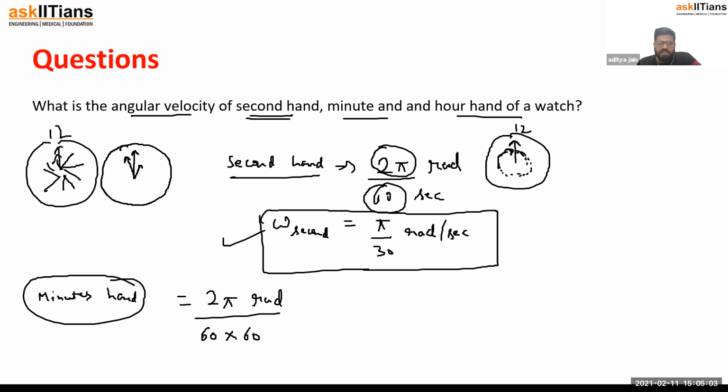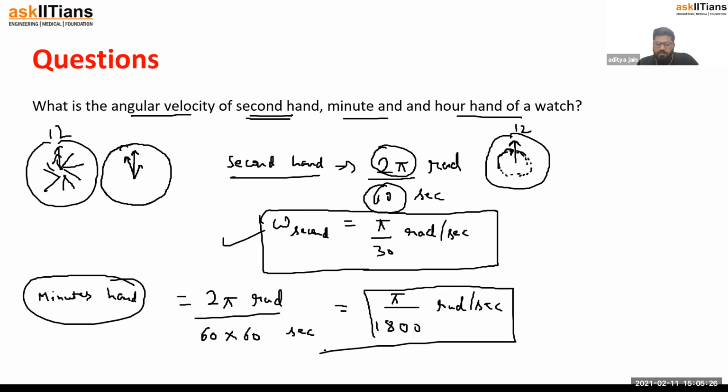1 hour means 60 into 60 seconds, because you have to take the time in seconds. 1 hour equals 60 minutes and each minute consists of 60 seconds. So your answer will be pi by 1800 radian per second. This will be the angular velocity of the minute hand. Clear? Now talking about the final one, the hour hand.